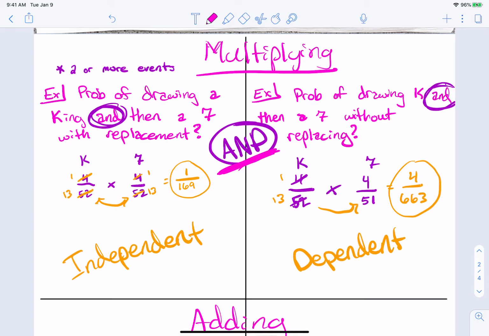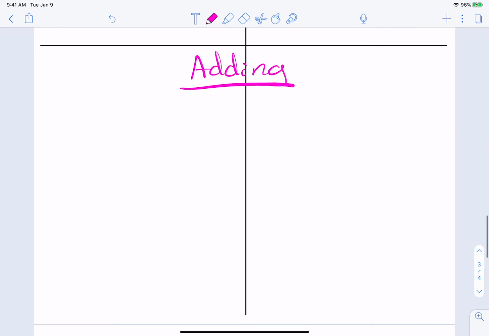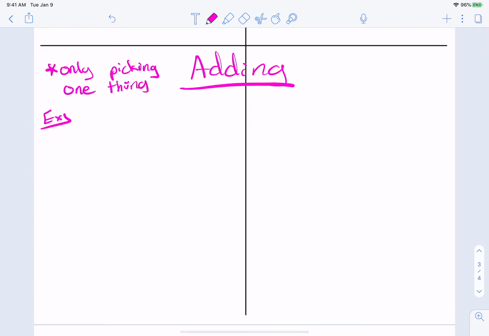If I'm drawing two cards, if I'm selecting two people, if I'm rolling two dice or three dice or four dice, right? That means I'm going to be multiplying. When you are adding, you are only doing one event. So you're only picking one thing, like one card or one dice or one person, okay? So examples for this look something like this.